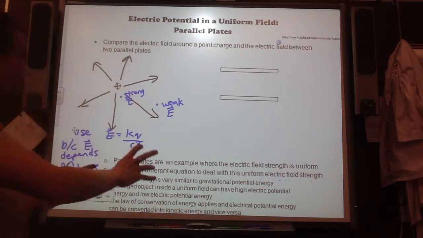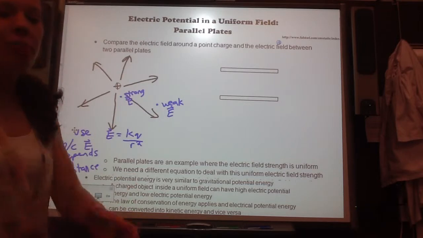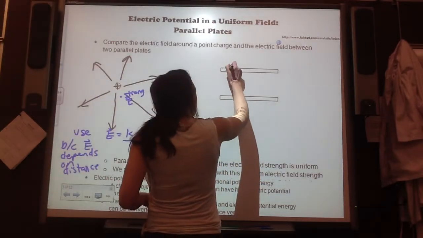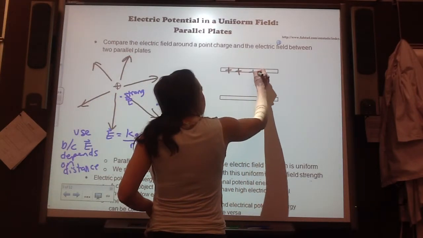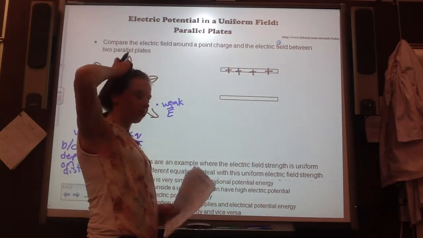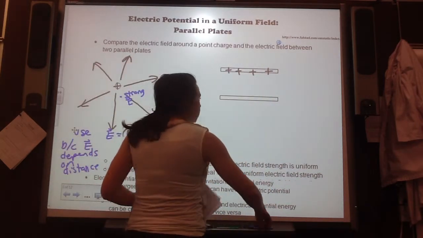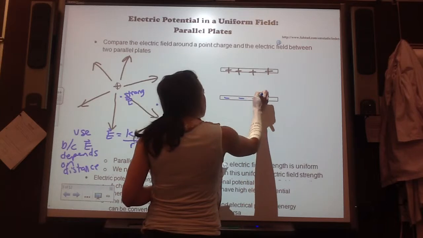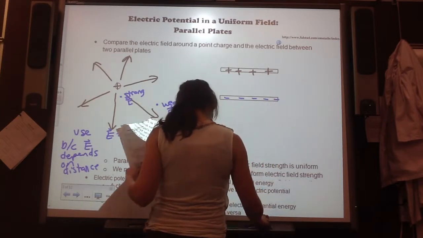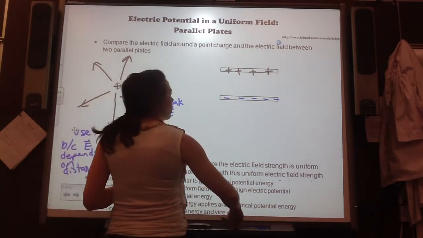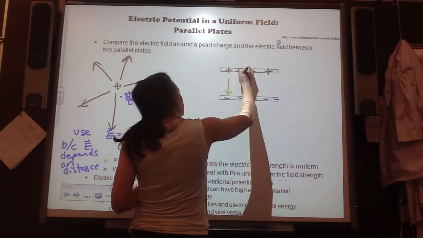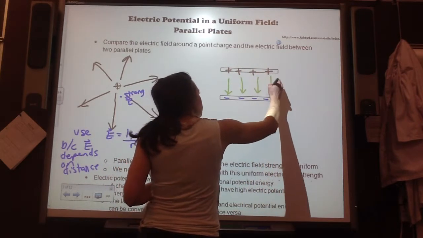So then you guys came up with this idea of parallel plates. Say these are our boys, they were positives, and then we had our girls, who were the negatives. All of the boys pointed toward the girls, okay?